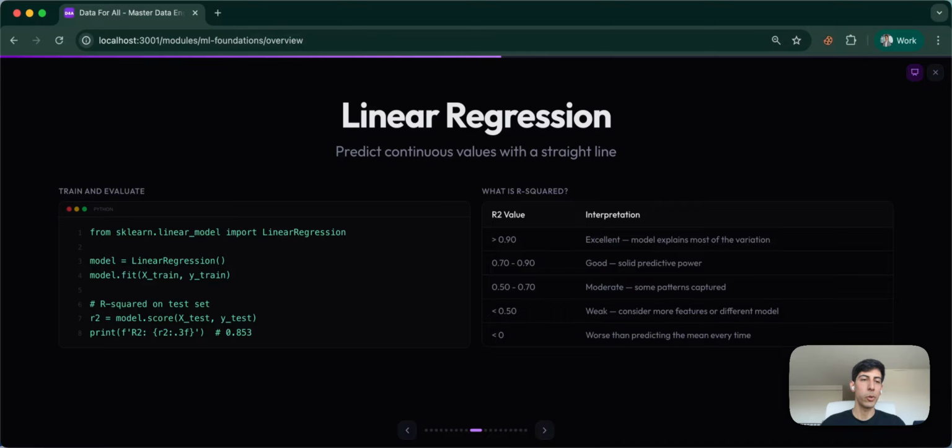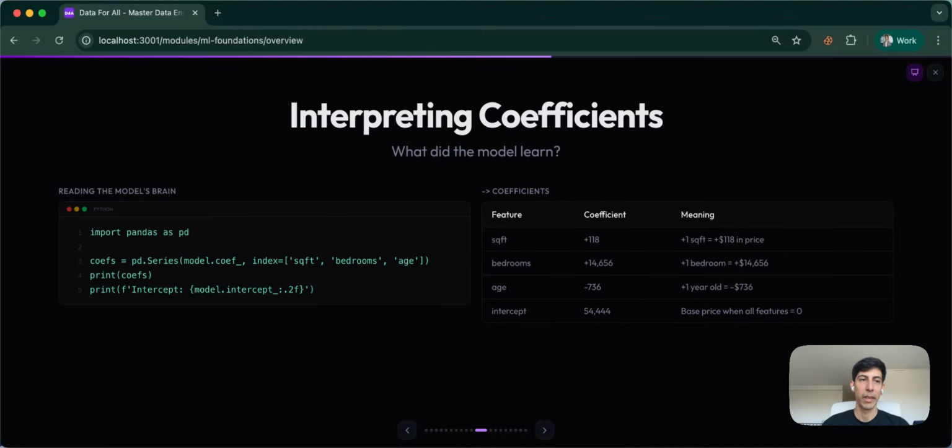The score method gives you R squared, which tells you what percentage of the variation in price the model explains. An R squared of 85% means that the model explains 85% of the variation. That's solid for a first model. The coefficients tell you what the model learned. Each number says, if this feature increases by 1 unit, how much does the price change? Holding everything else constant. So a square feet coefficient of 118 means each additional square foot adds $118 to the price.